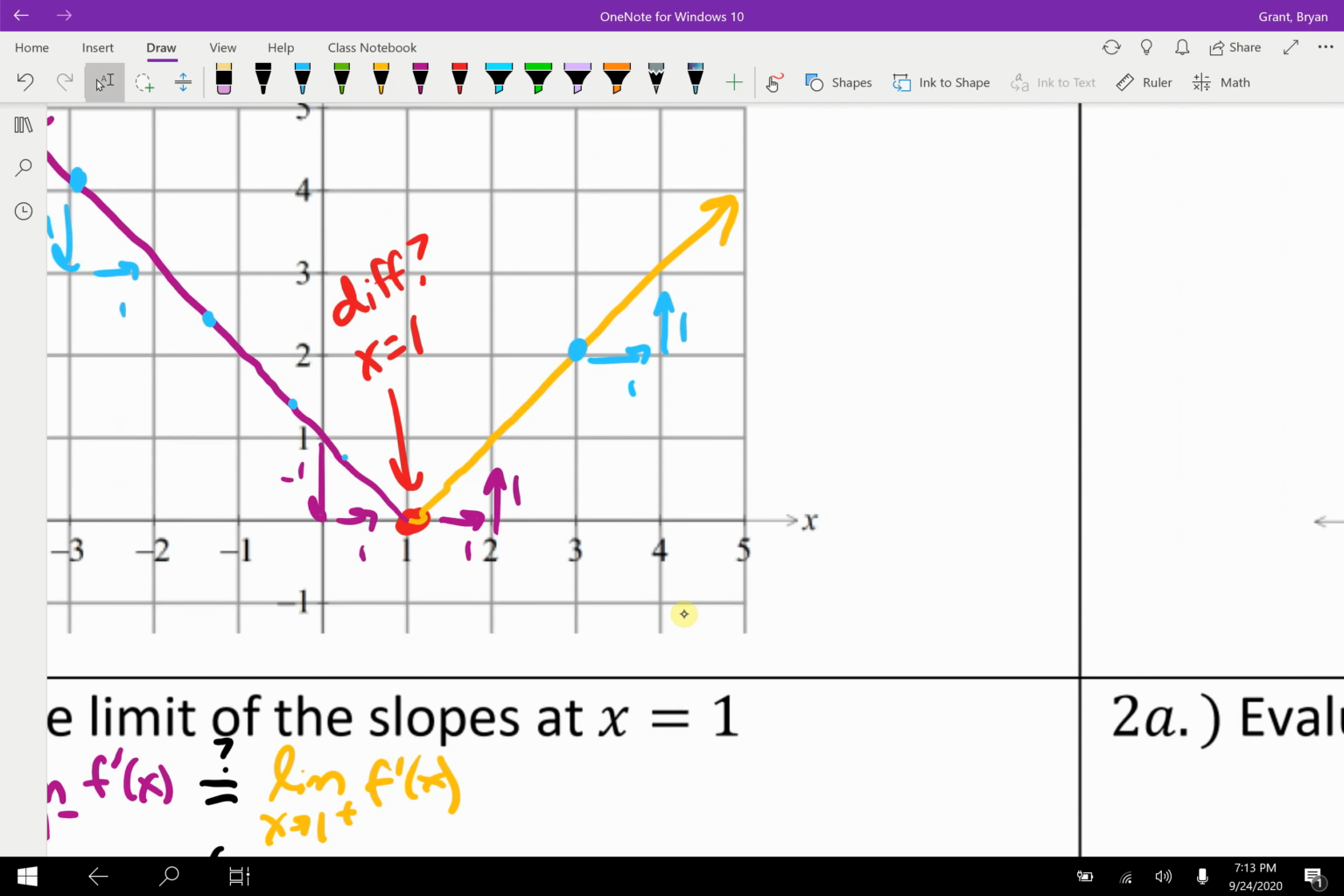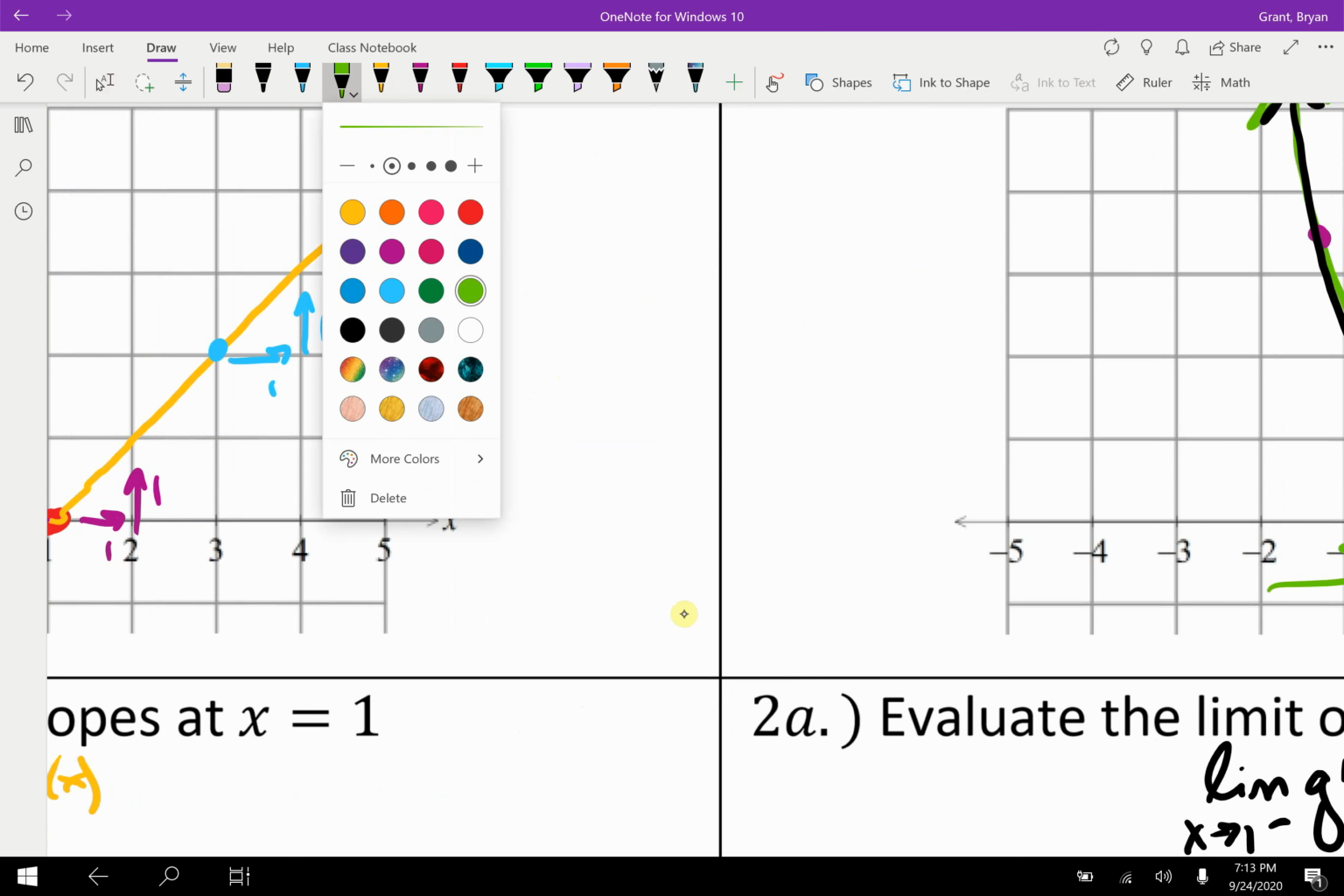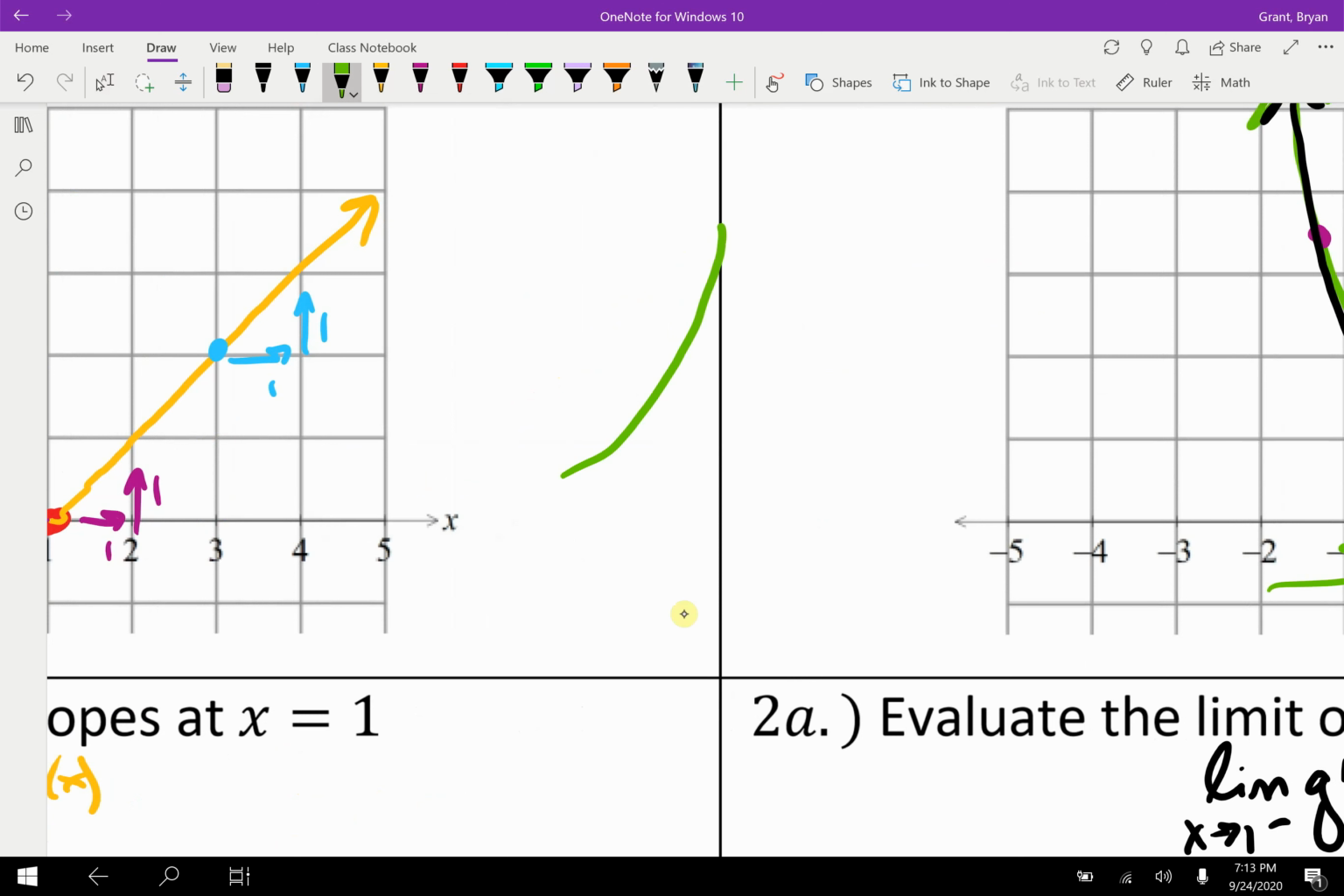Well, it might be easier if I just drew a new graph. What if I drew the graph that looks like this? That's very often called a cusp of a graph. Well, look at all these tangent lines we have. We have a tangent line here. We could draw another tangent line that comes over here. There's nothing wrong with that. We could draw another tangent, whoopsies, if I could learn how to erase, that'd be exciting. We could draw another tangent line that's even steeper.